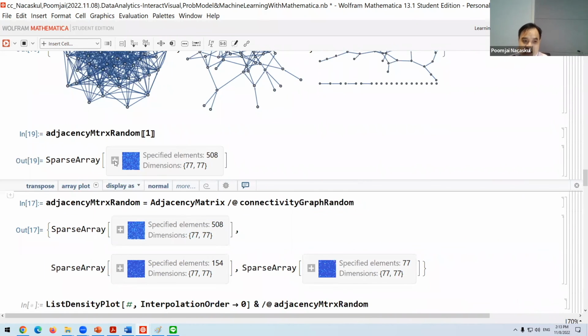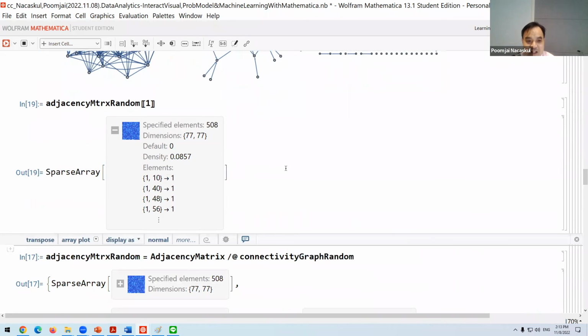Now, you recall that whenever there's a plus, you're usually able to click and get information. Well, here it is. Remember that? It doesn't keep all the zeros, it only keeps the ones. And not only that, it gives you the density. So it's only about 8% filled. Does that make sense? Why is it 8% filled? What do you think that is?